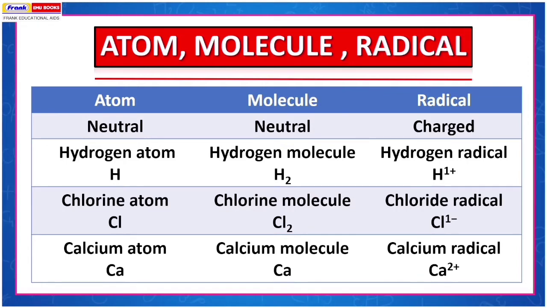Hydrogen atom is symbolized by H. Hydrogen molecule is H2, but hydrogen radical is H+. Chlorine atom, Cl; chlorine molecule, Cl2; chlorine radical, Cl-1. Calcium atom, Ca; calcium molecule, Ca; calcium radical, Ca+2.